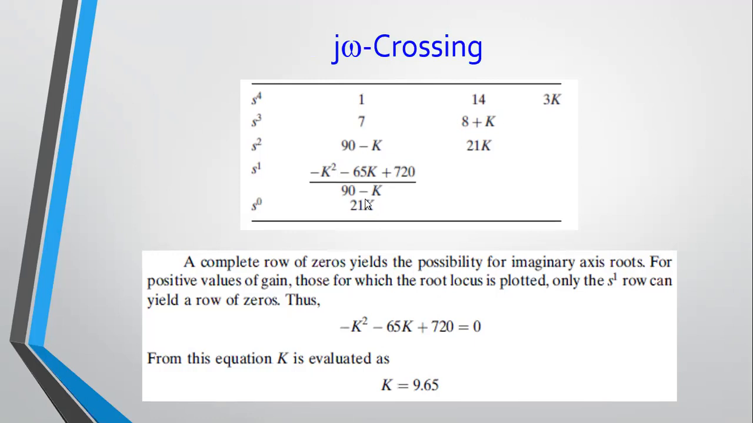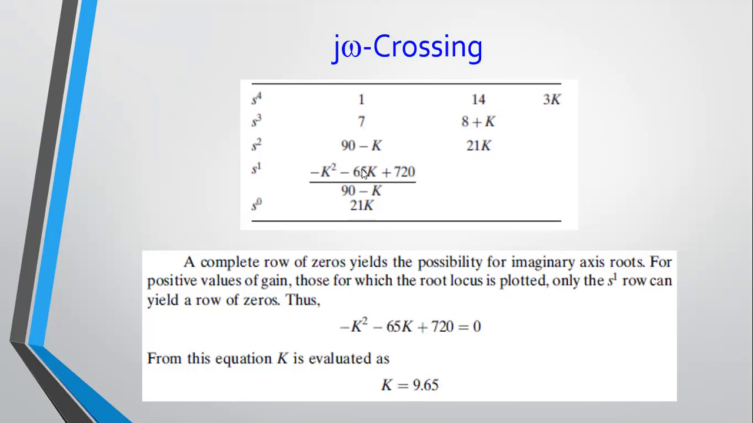Now, for us to have a row of complete zeros, we're going to choose this one here, because for us to have a jω crossing, it means we need to solve a quadratic equation. If we choose to make this row become 0, because you have a 0 here for this blank, when would this expression be 0? When the numerator is 0. You can set minus k squared minus 65k plus 720 equals 0. You find the value of k, and you will get a positive and a negative value, but we know gains are going from k equal to 0 to infinity, so we don't take the negative value. We take k equal to 9.65.